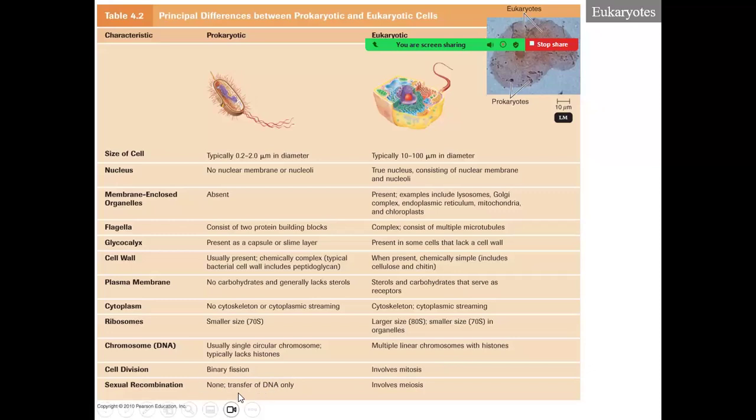Sexual recombination, essentially none, although some bacteria can transfer plasmid DNA, but sexual recombination happens in most eukaryote cells and it involves meiosis. Any question about any of that?